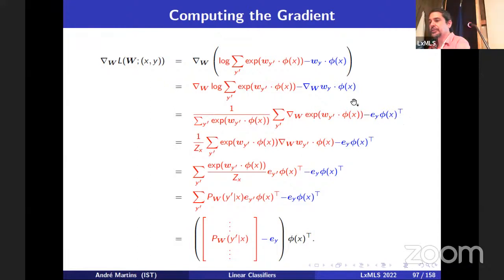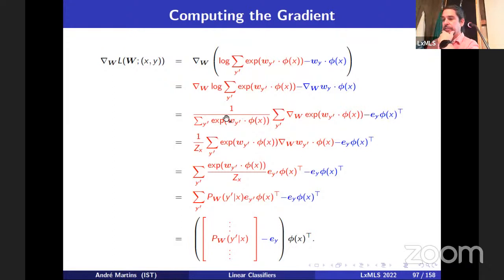To get some intuition about why this is true, notice that for this single term, only the row of the matrix W that refers to label y is going to be relevant. So the gradient of all the others is going to be 0. And then when we take the outer product of e_y with phi of x, this is going to put zeros in all the rows that do not refer to label y, and it's going to copy phi of x to the corresponding label.